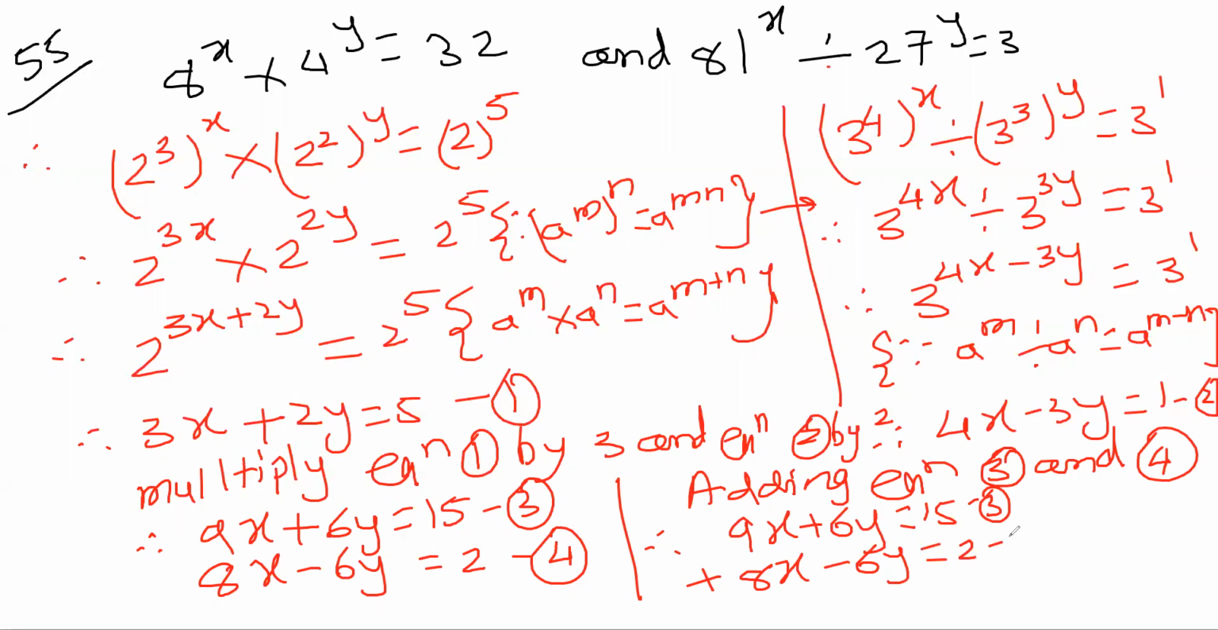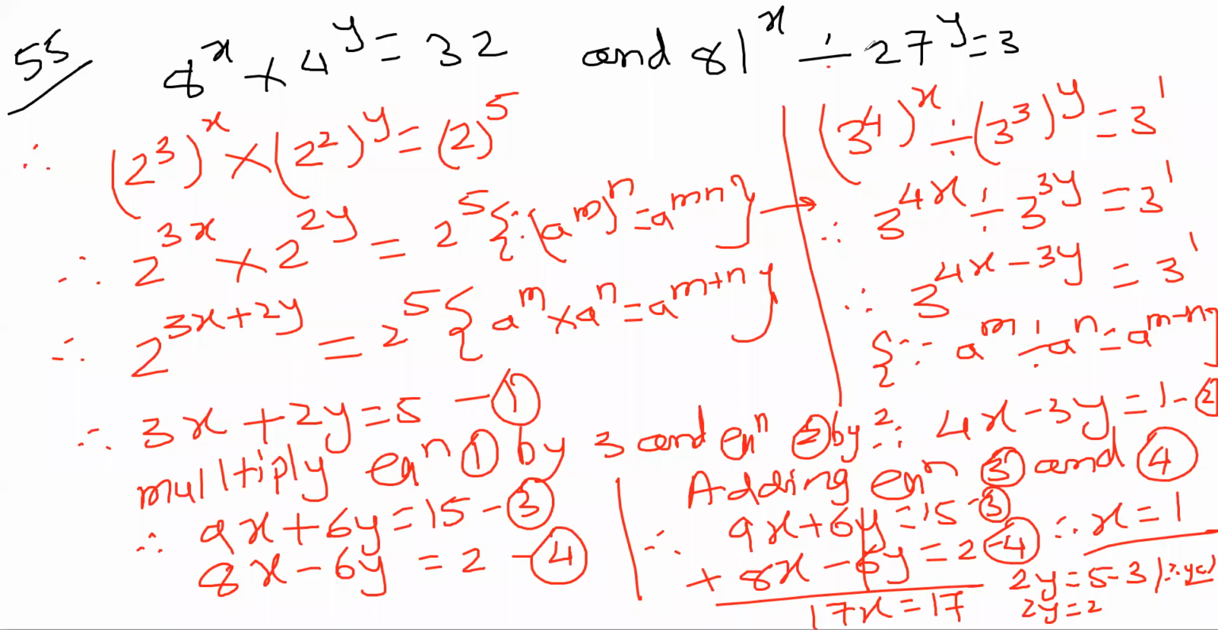When you add them, you cancel y and you get 17x is equal to 17. So x is equal to 1. This is the correct way.